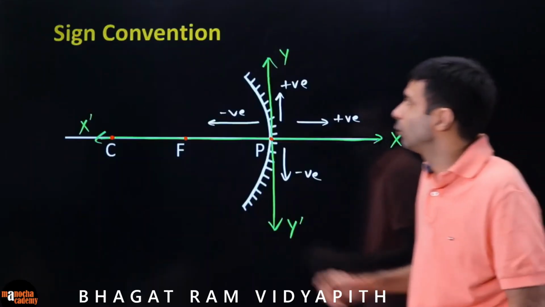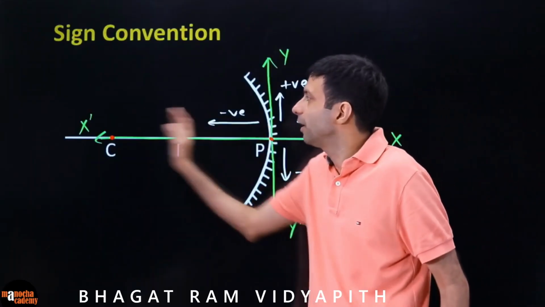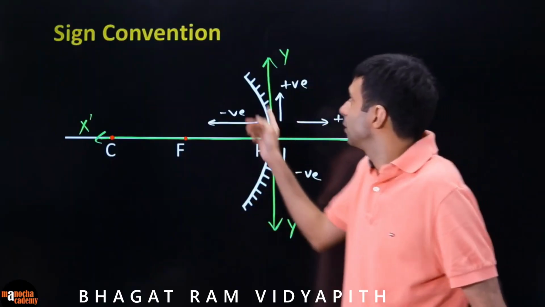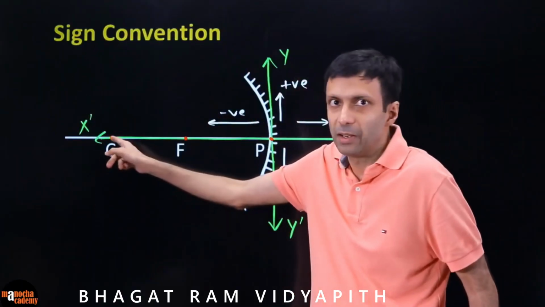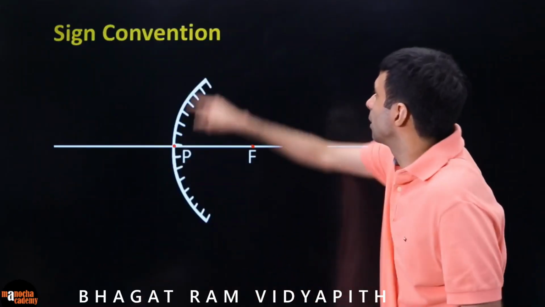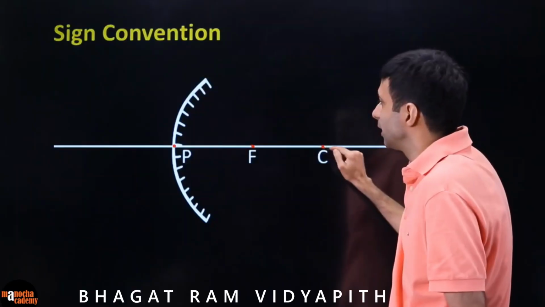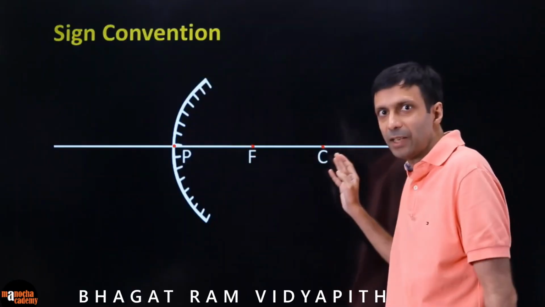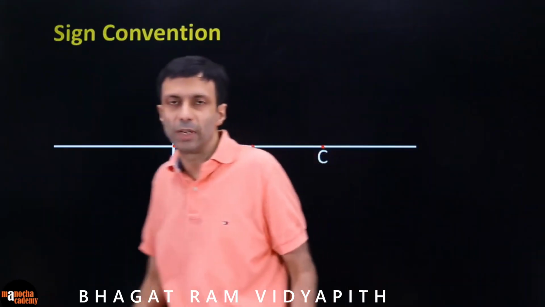So important difference here, you can see in a concave mirror, the PFC are in front of the mirror. Why? Because this is the center of the circle. Obviously it should be here. So PFC should be in front of the mirror. Here this circle completes like this. So this will be the center of the circle. So PFC will be behind the mirror. So this is very important for you guys to remember.